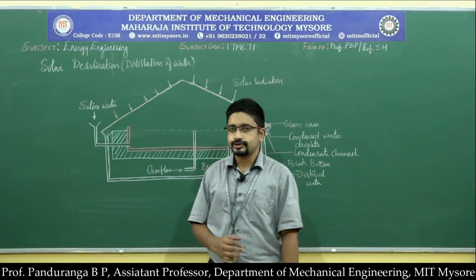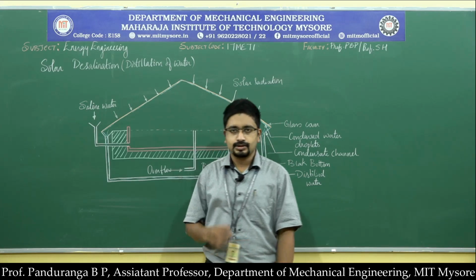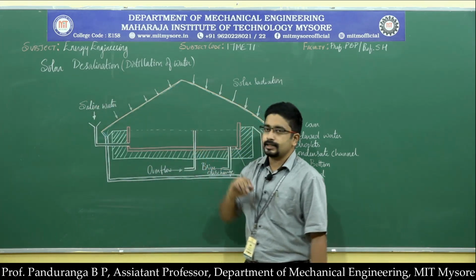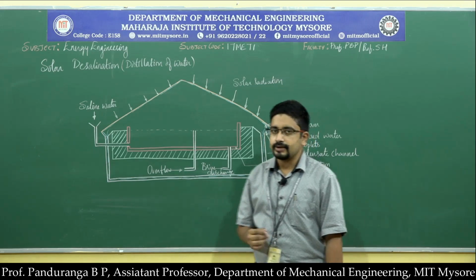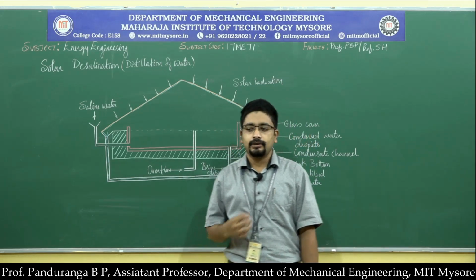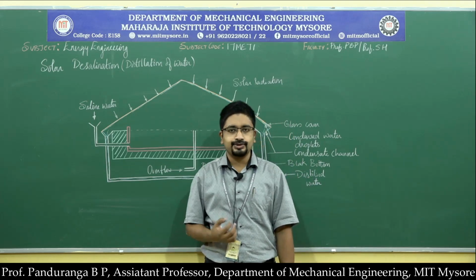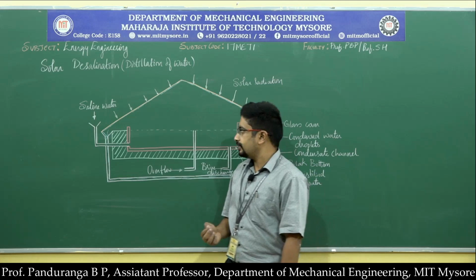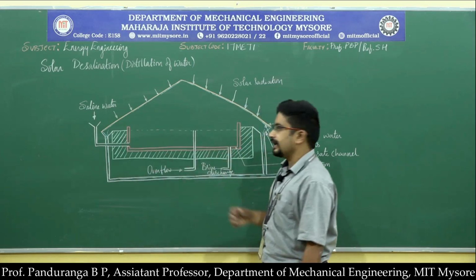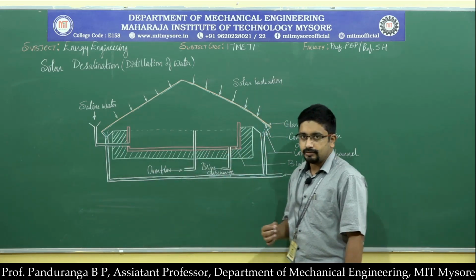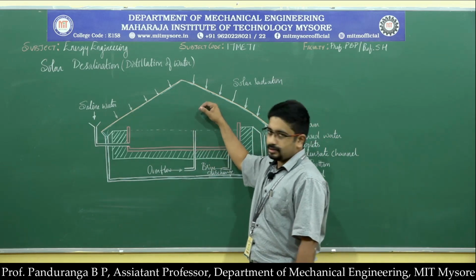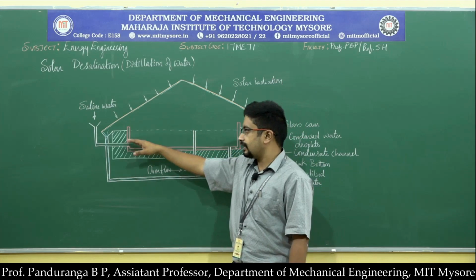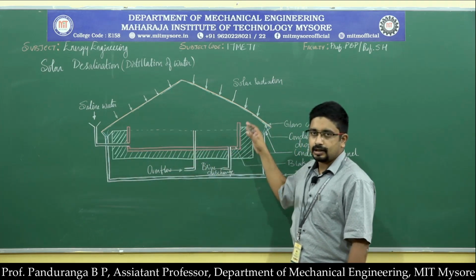The next application of solar thermal energy is solar distillation or desalination of water. So we have sea water which is saline. We can desalinate it and we can use it for many purposes. To do that, here we have the schematic of a desalination plant, where we have a glass roof which is placed over a blackened tank.